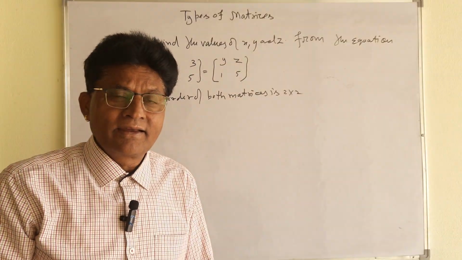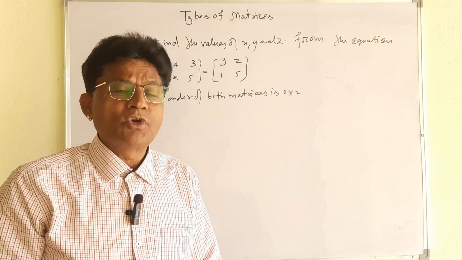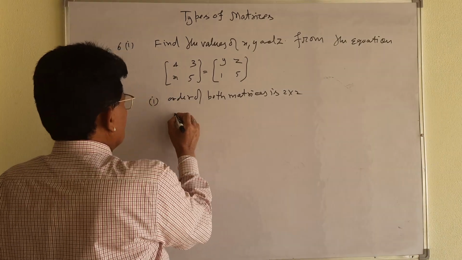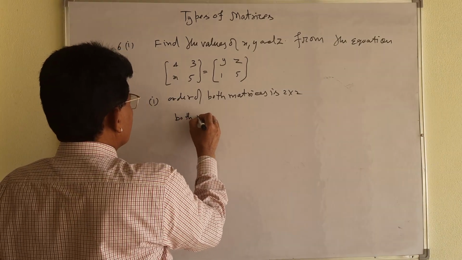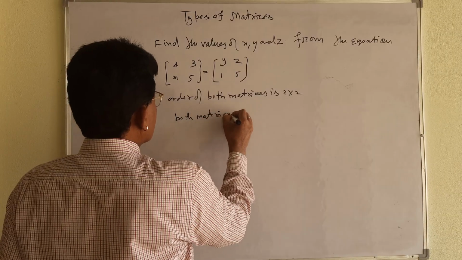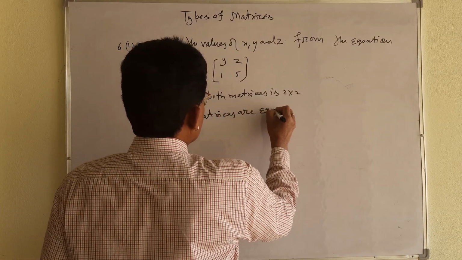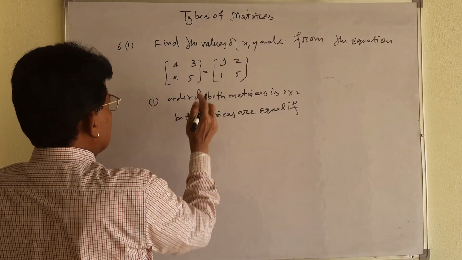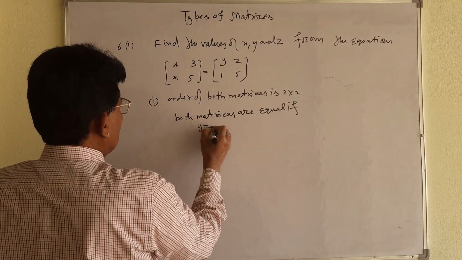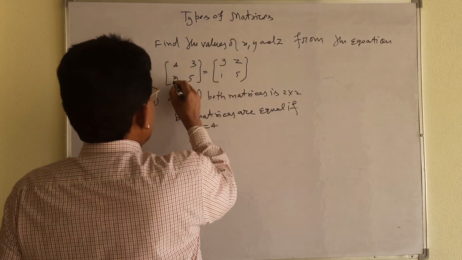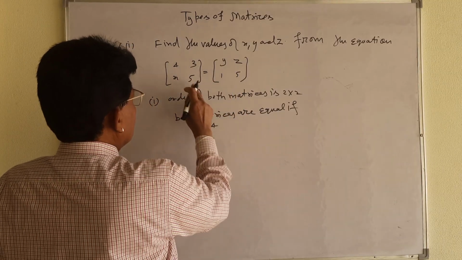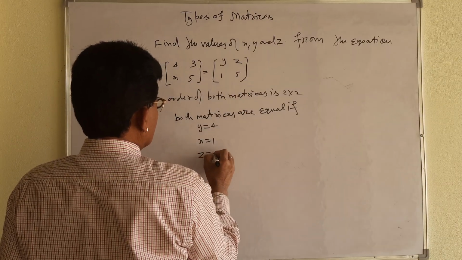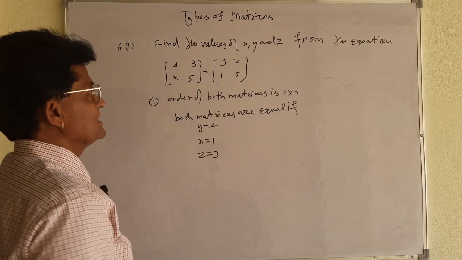Then I told you, 2 matrices will be equal if their corresponding elements are the same. Both matrices are equal, if the condition is there. Look at the corresponding element: in place of 4, what is here? y is equal to 4. Next, in place of x, what is there? 1. And in place of 3, what is here? z is equal to 3. These are the values of x, y, z. Very simple.